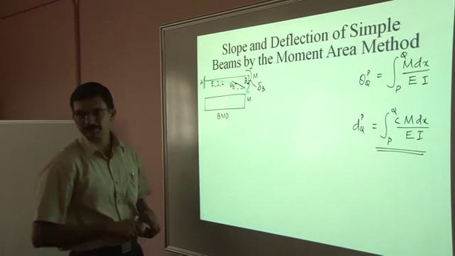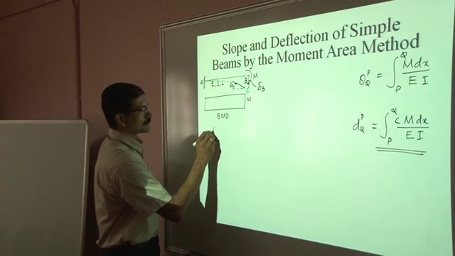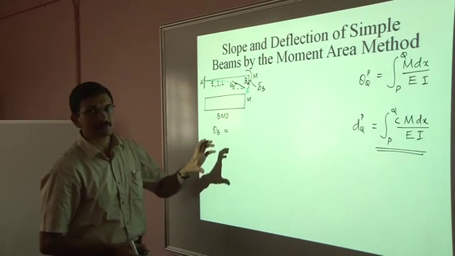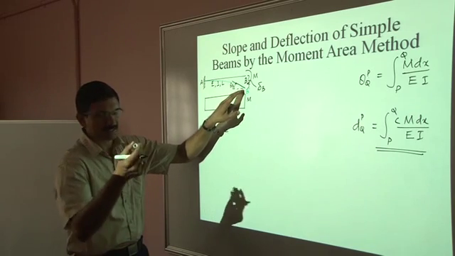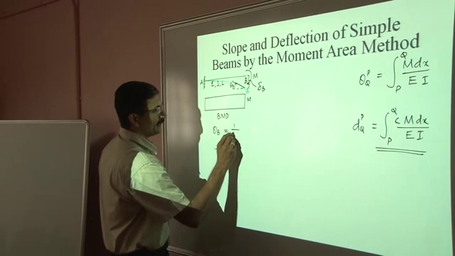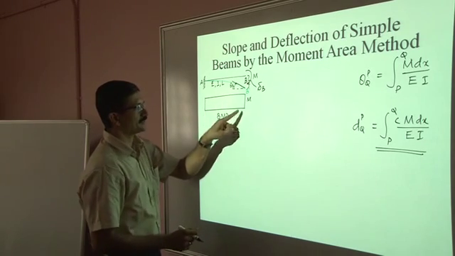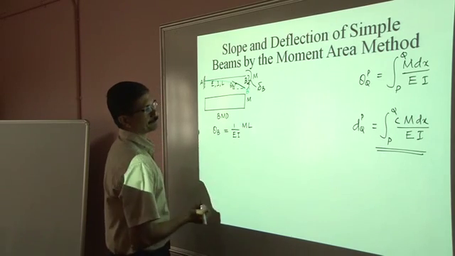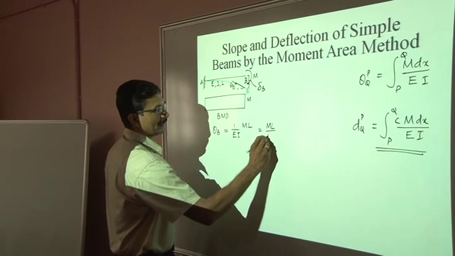If we apply the first theorem of moment area, the slope theta B will be equal to the angle between the tangents drawn to point A and point B, as in the previous discussion, and that is equal to 1 by EI into the area of the BMD between the 2 points A and B. So the area of the BMD is M into L. So this is equal to M L divided by EI.